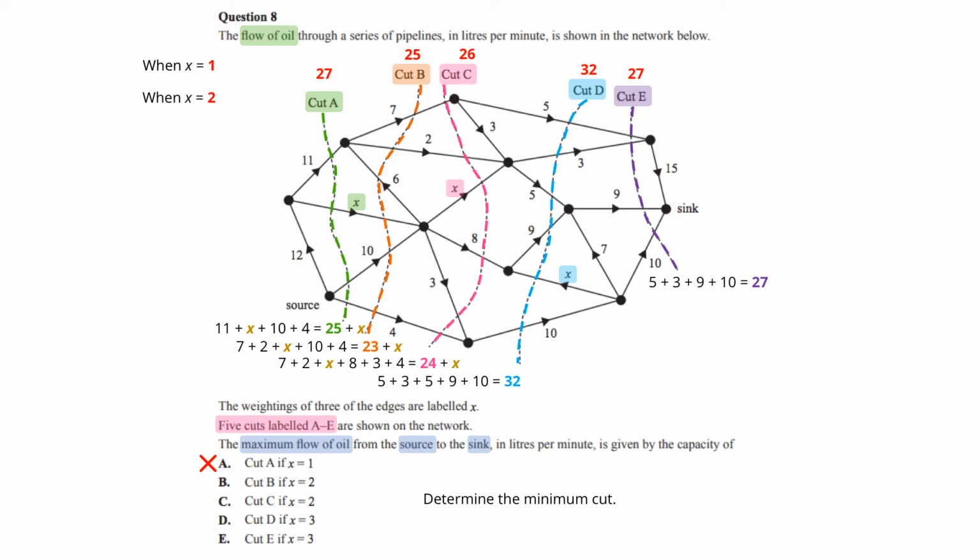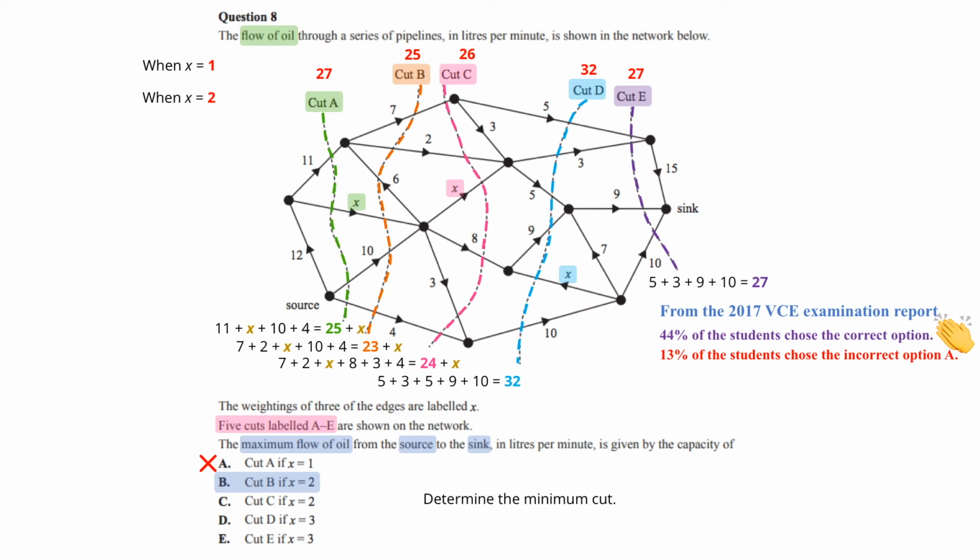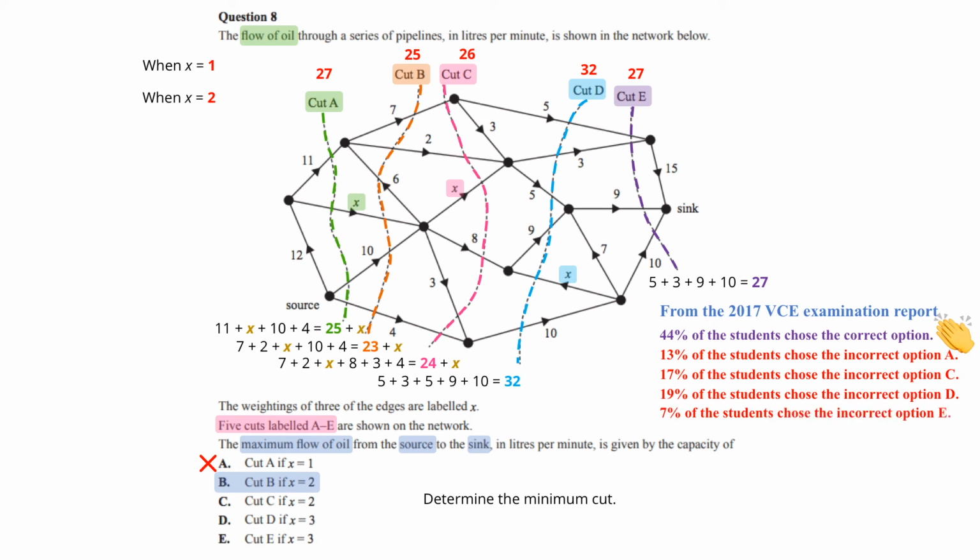The maximum flow of oil from source to sink in liters per minute is given by the capacity of cut B. From the 2017 VCAA examination report, 44% of the students chose the correct option, with various percentages of students choosing one of the incorrect options.